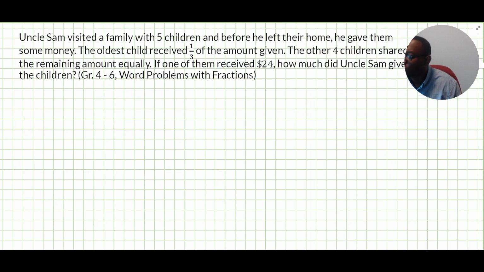Now we have a word problem. So Uncle Sam visited a family with 5 children, and before he left their home, he gave them some money. The oldest child received 1/3 of the amount given. The other 4 children shared the remaining amount equally. If one of them received $24, how much did Uncle Sam give the children? So if one of them received $24, how much did Uncle Sam give the children?